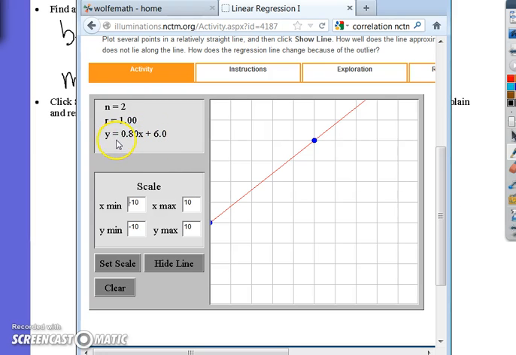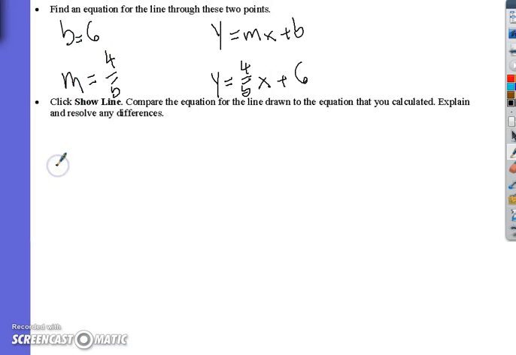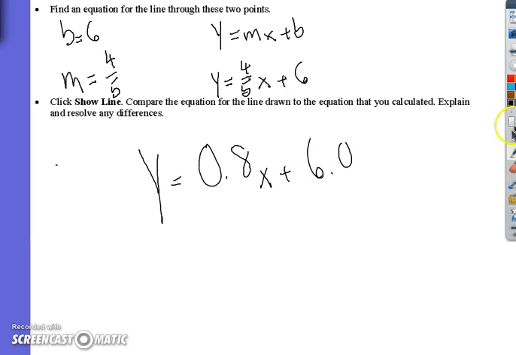It gave us the equation that we wanted, but it gave us this decimal, 0.8. And so I need to make sure that I understand what that slope is right there. This is the slope right here, 0.8, and this is the intercept, 6. And I got that by clicking show line. Okay, so let's write down what is right there: 0.8x plus 6. So when I use the computer, it told me that the equation was 0.8x plus 6.0. And it's pretty easy to see that obviously 6.0 is the same as 6, so that's what we wanted.